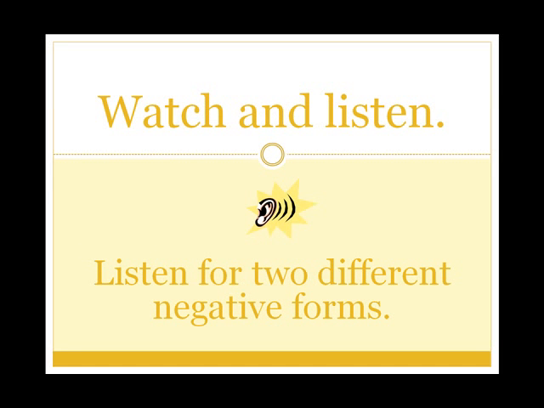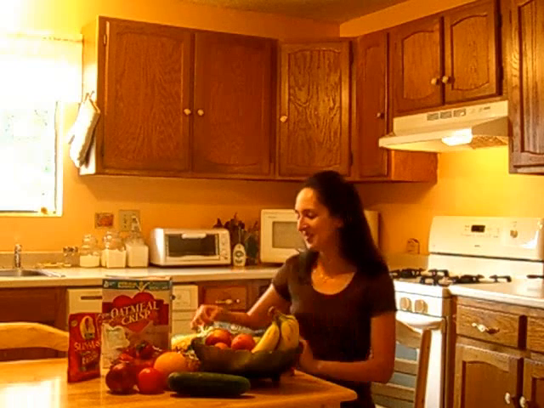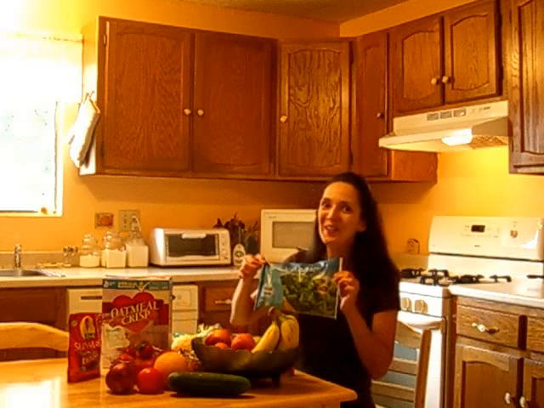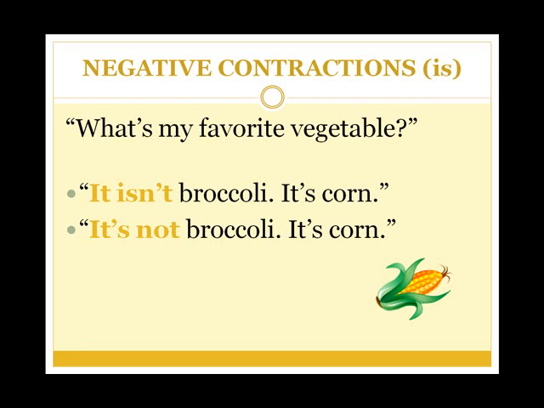Watch and listen. Listen for 2 different negative forms. What's my favorite vegetable? It isn't broccoli. It's corn. What's my favorite vegetable? It's not broccoli. It's corn. Negative contractions with is. The question was, what's my favorite vegetable? We can say, it isn't broccoli, or it's not broccoli. It's corn.